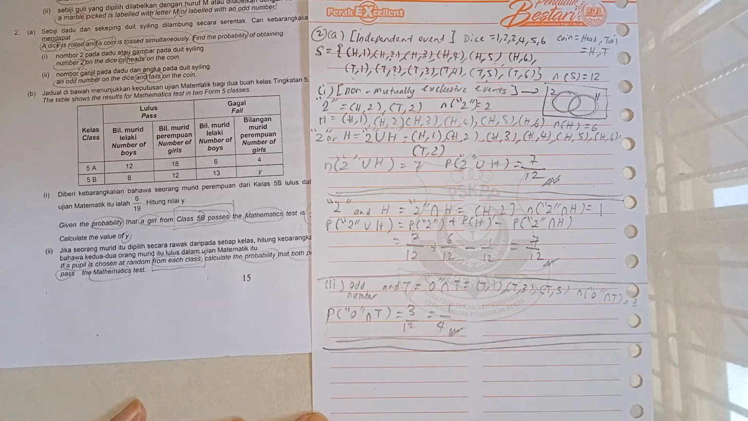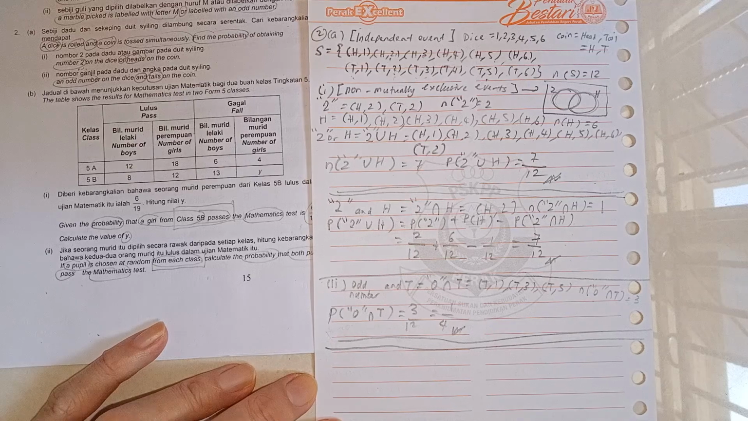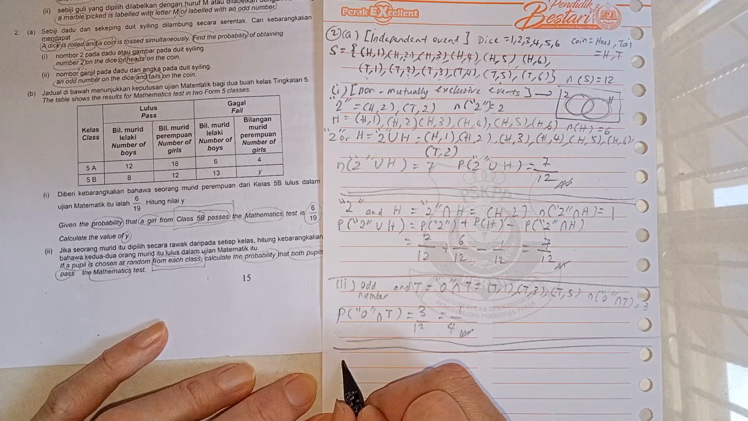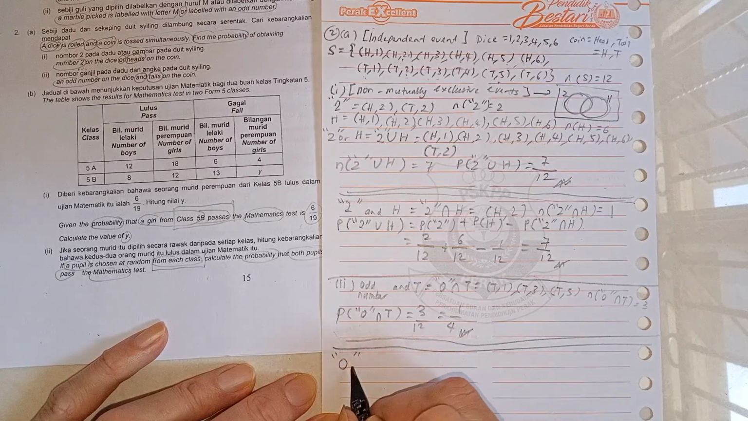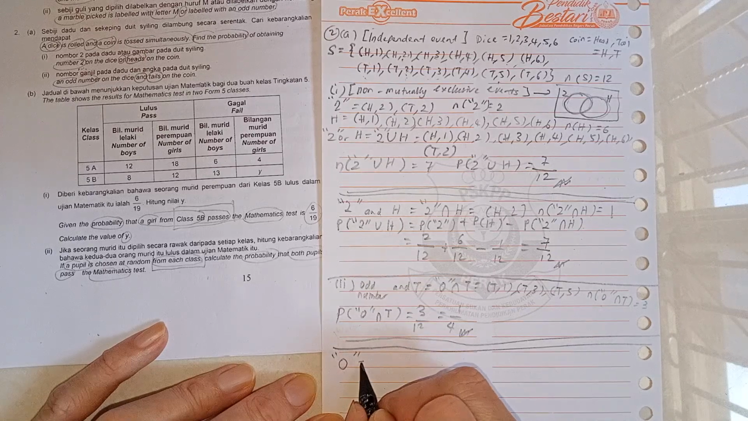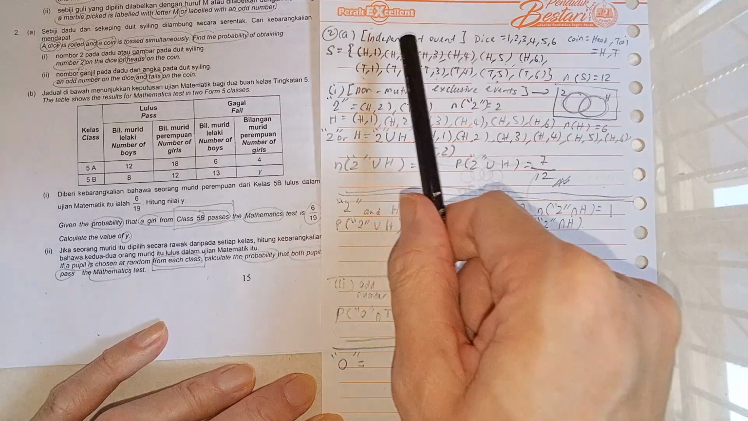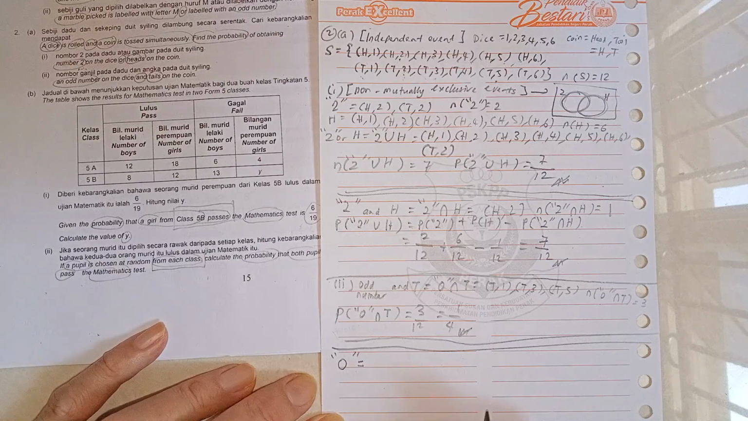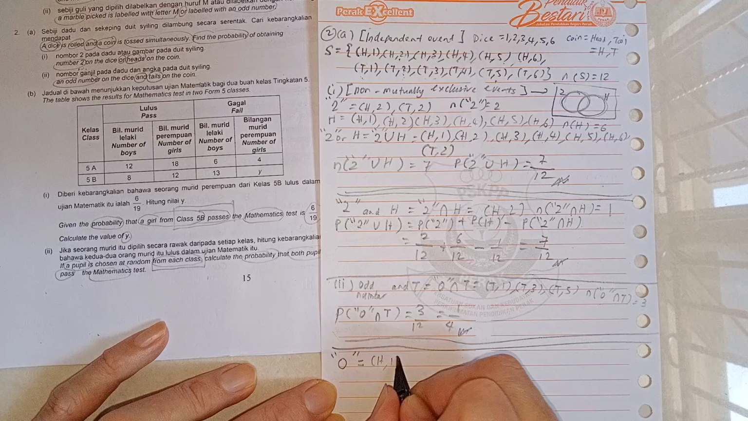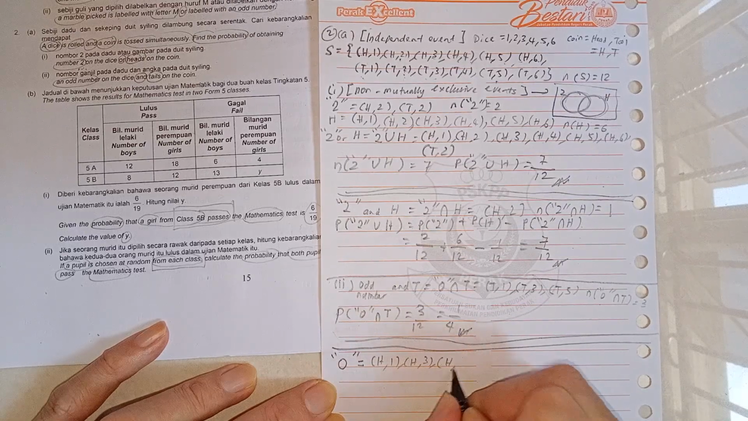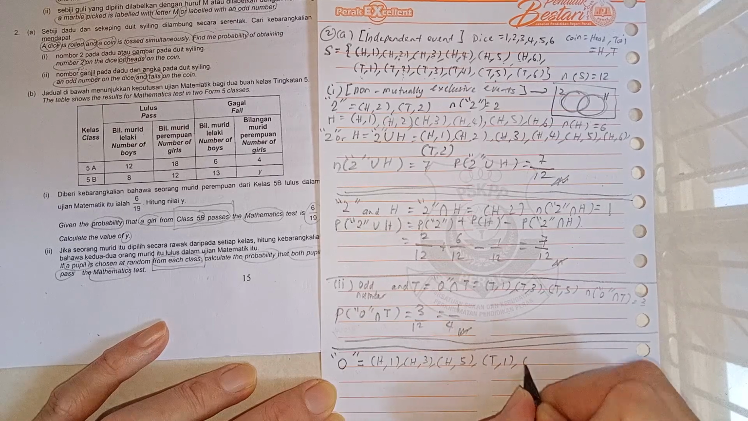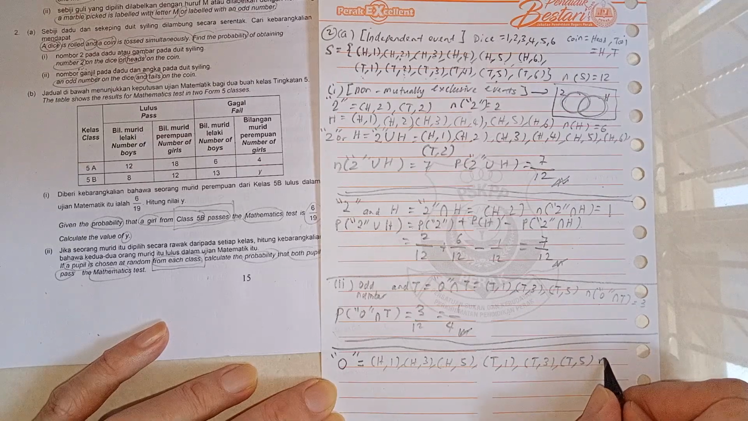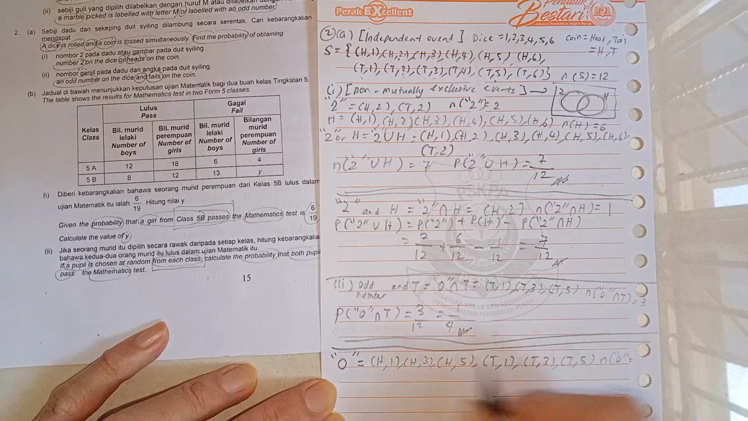Okay, second method. So the probability of odd number, list out all: 1, 3, 5, all must list out. Okay, so H1, H3, H5, and then T1, T3, T5. Okay, so total number of odd number is 6.